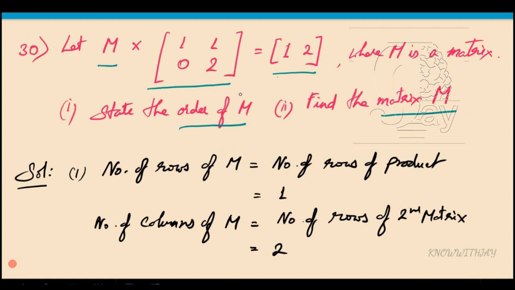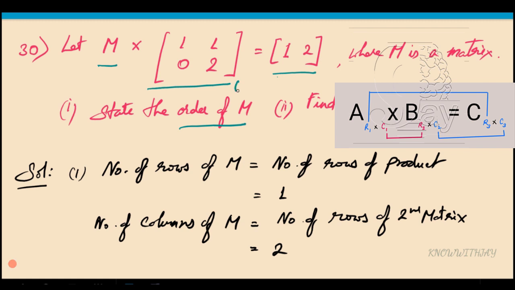If you remember how to find the order of a matrix, now here the order of this matrix is 2 by 2 and the order of the product is 1 by 2. So the order of the first matrix we need to find out.